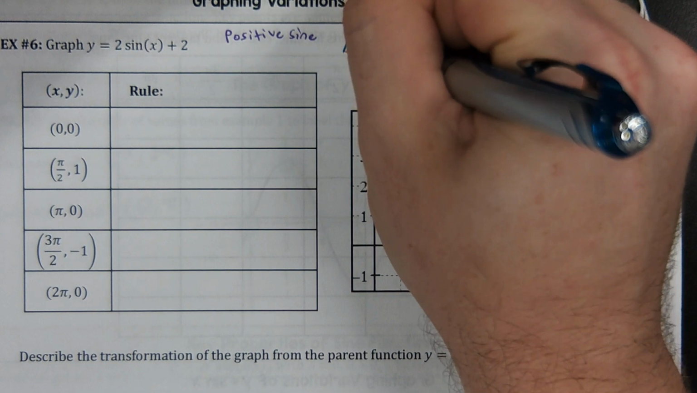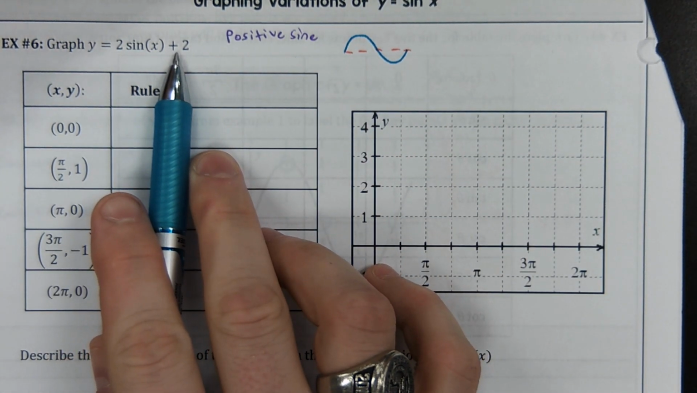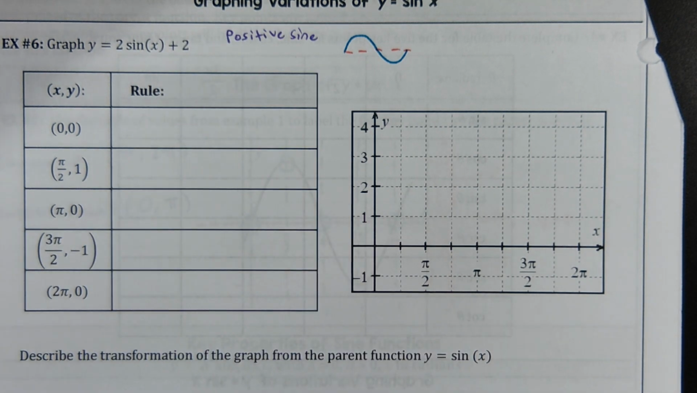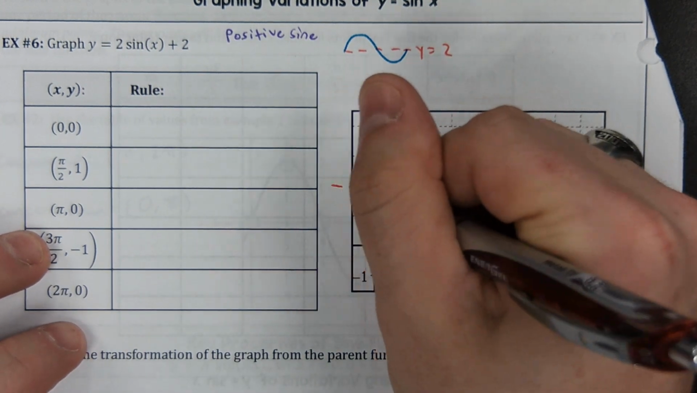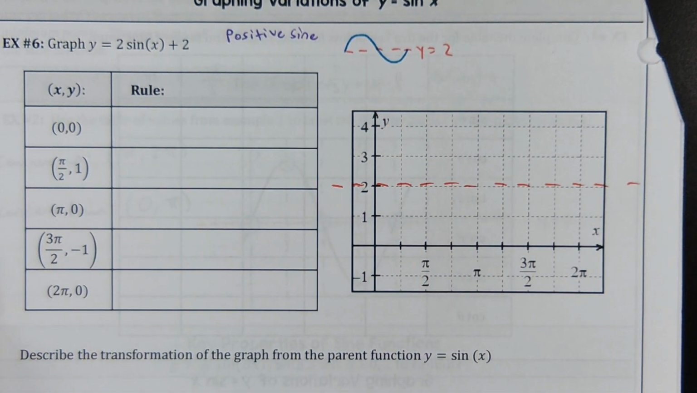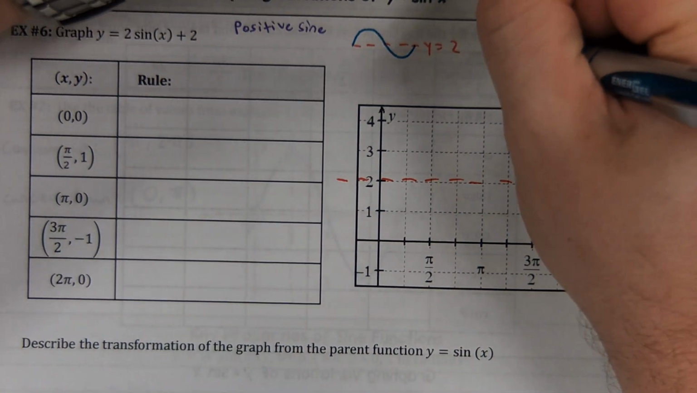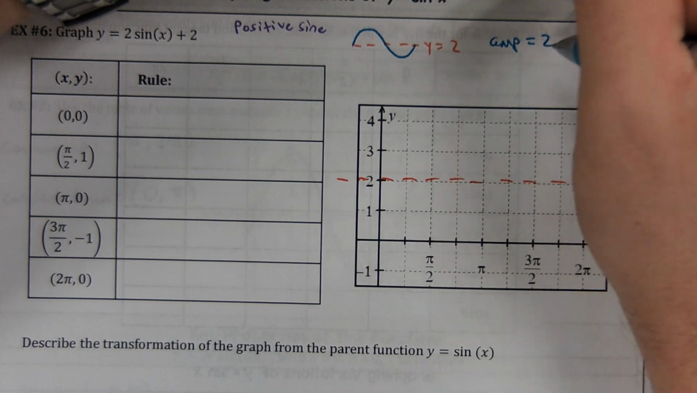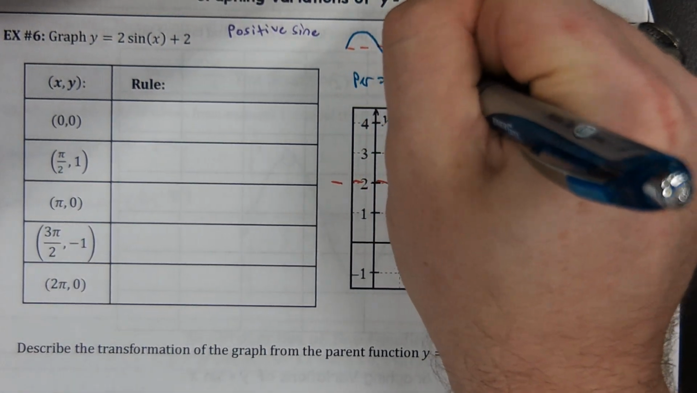Speaking of midline, this has a vertical shift. That means my midline has shifted up too. There. Amplitude is 2. That means 2 up from 2, 2 down from 2. And the period length, 2 pi over b.